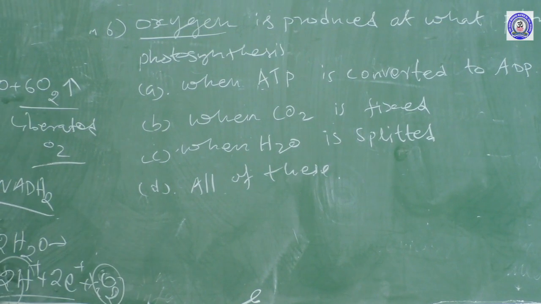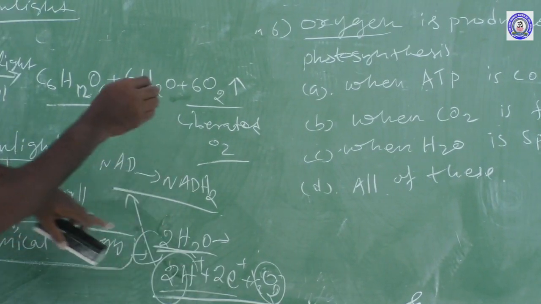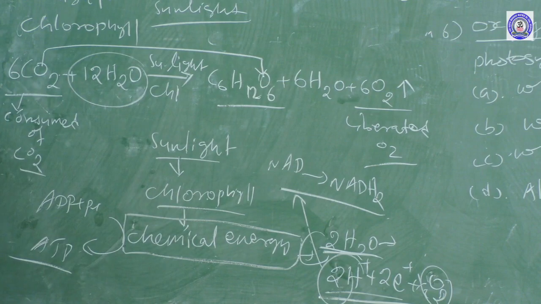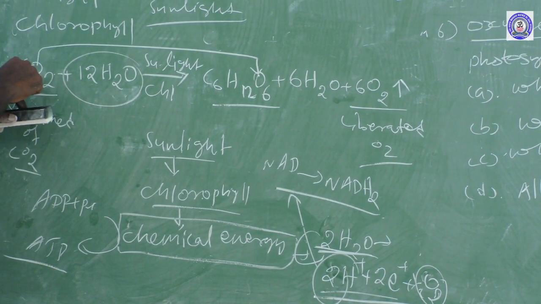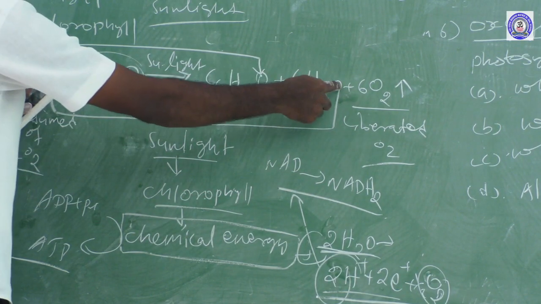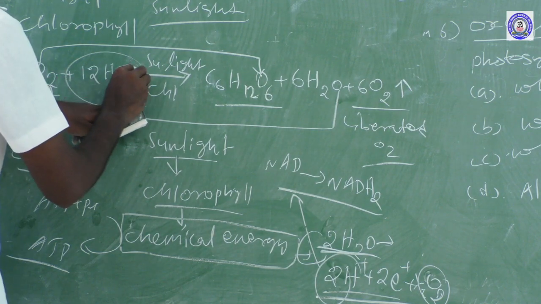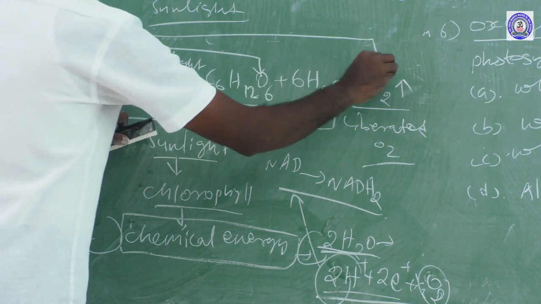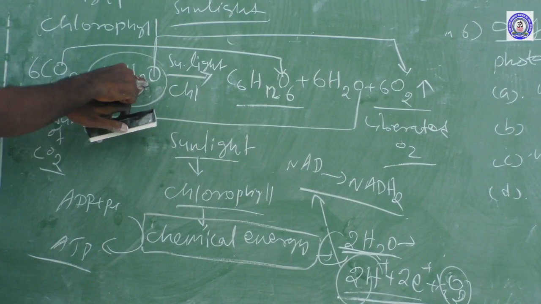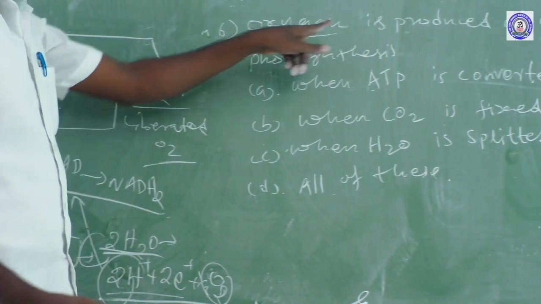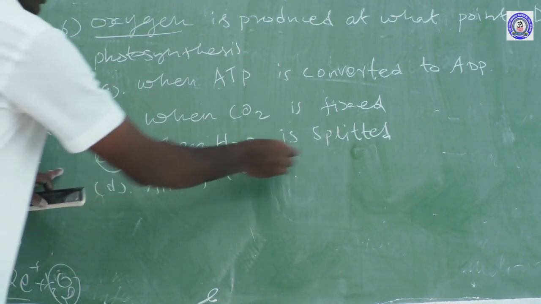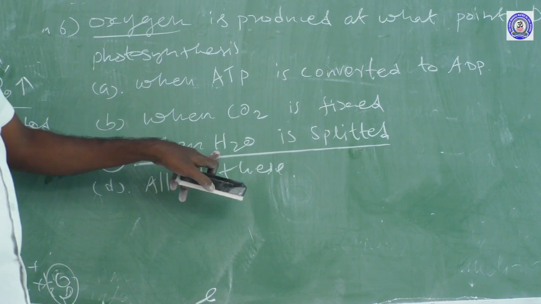The oxygen formed during photosynthesis comes from water. The oxygen in glucose comes from carbon dioxide, and the oxygen of the water molecules formed also comes from carbon dioxide, but the oxygen from the water molecules goes to form the 6 moles of oxygen. This oxygen comes from the splitting of the water molecule. So which one is the answer? Oxygen is produced when H2O, that is the water molecule, is split.